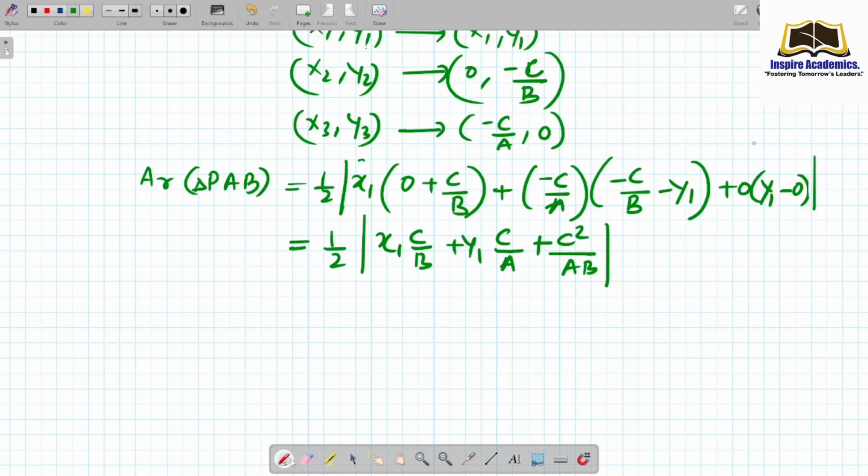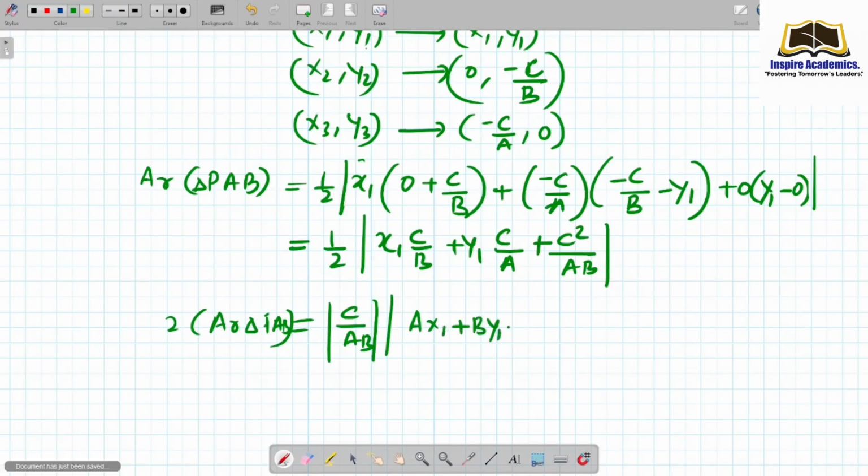Now okay, we can write this whole thing as twice area of triangle PAB equal to C upon AB, AX1 plus BY1 plus C. Are you in agreement with me?